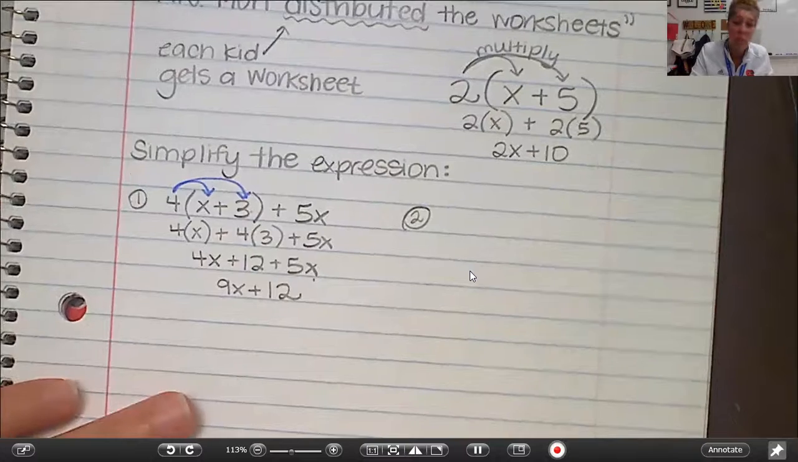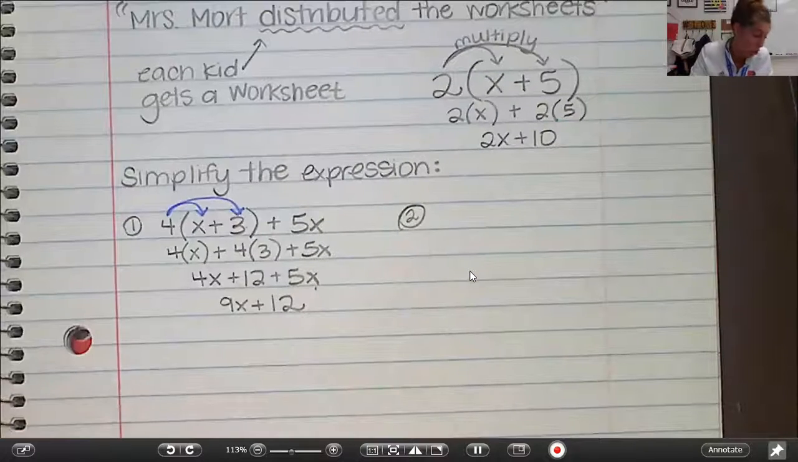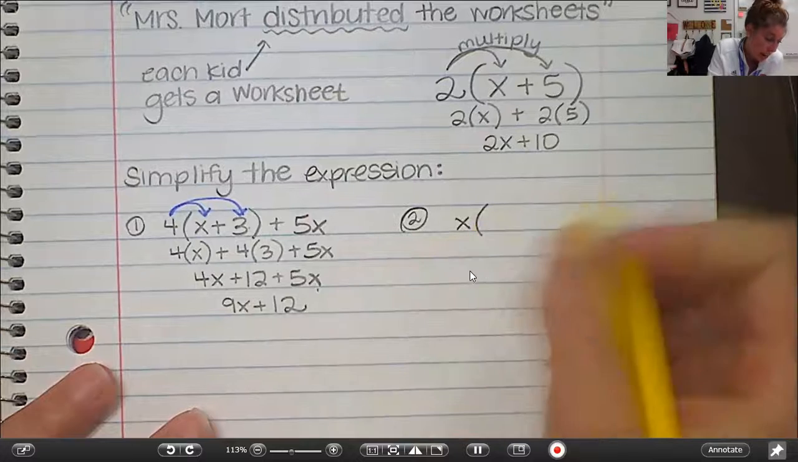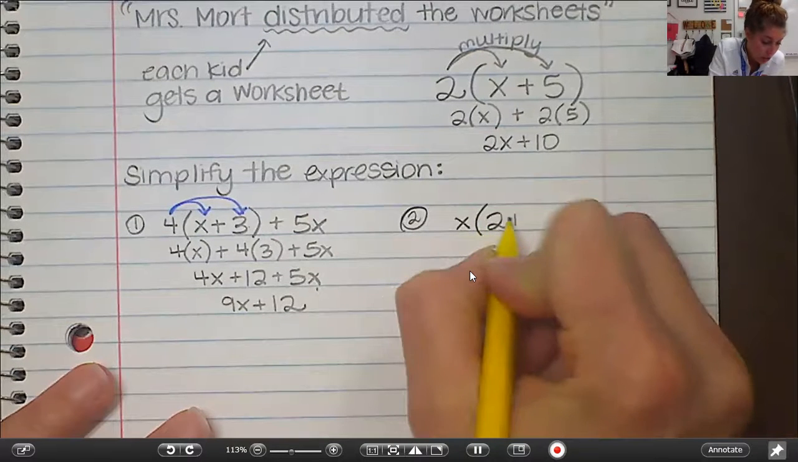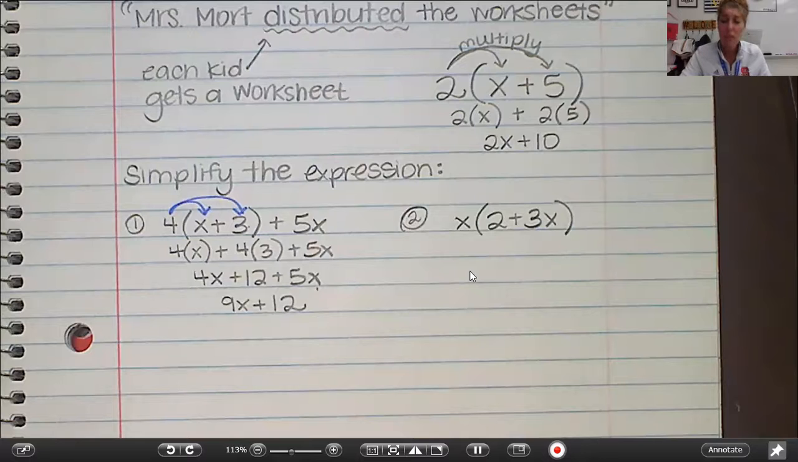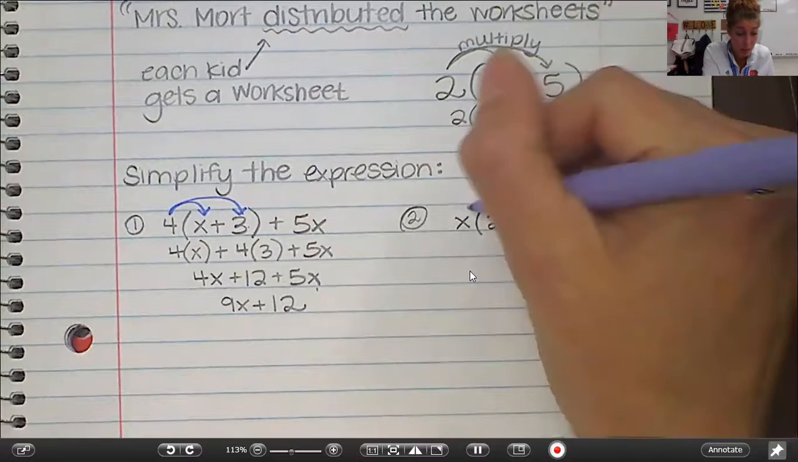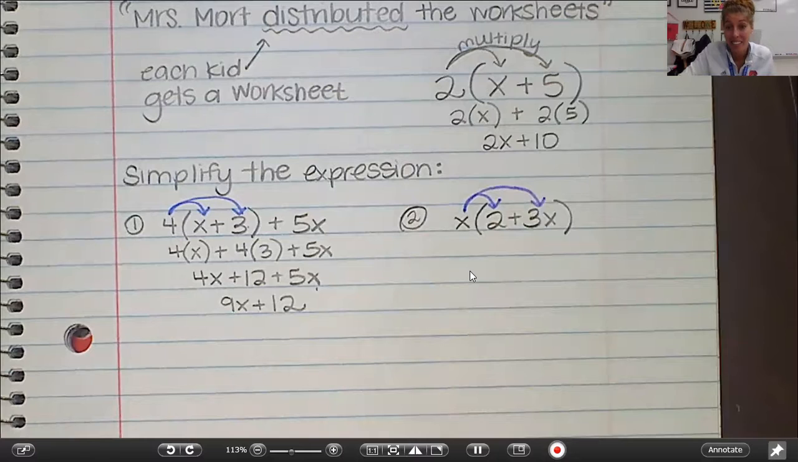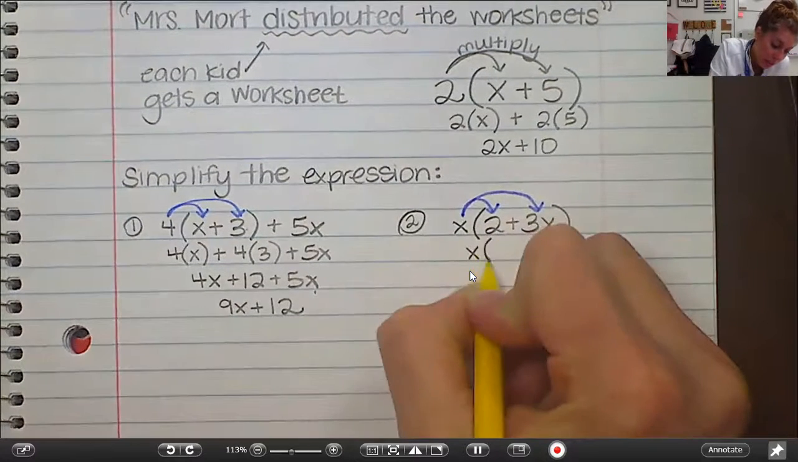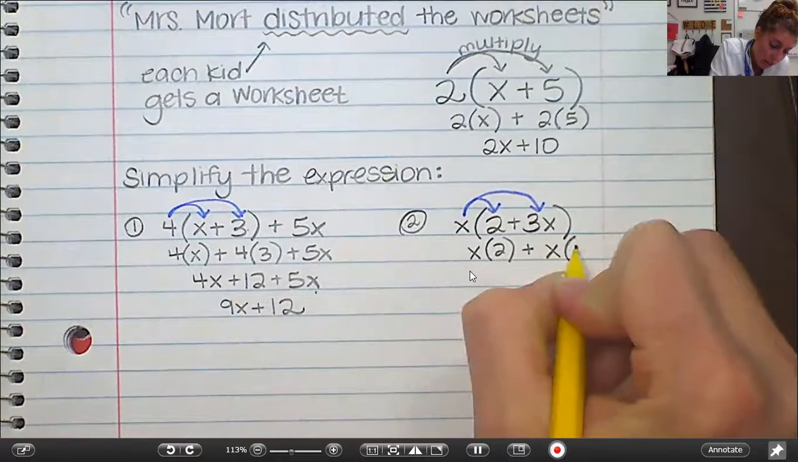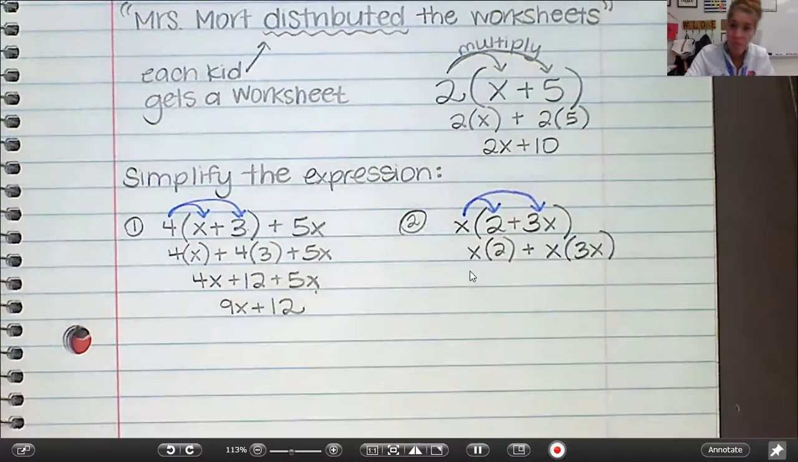I'm going to start throwing some different types at you, okay? Here is another one. x times the quantity 2 plus 3x. Okay, so we're going to distribute the x. We're going to multiply x times 2 and x times 3x. I'm going to go ahead and put x times 2 plus x times 3x.